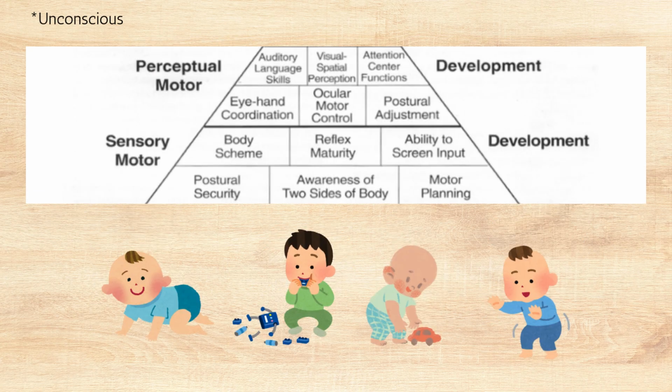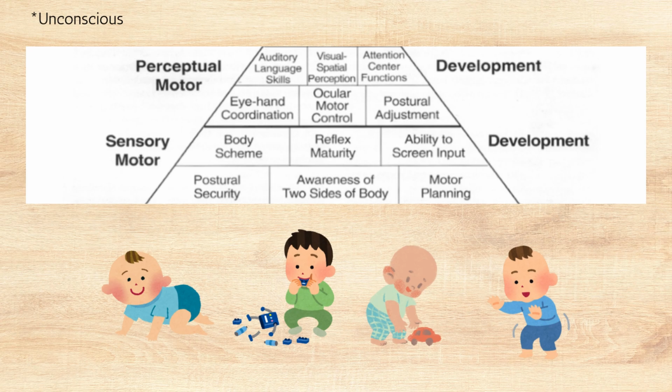Then we go into sensory motor and perceptual motor development. This is where we start to develop a body scheme, postural security, motor planning, as well as being able to adjust our posture, focus our attention, and develop eye hand coordination. This baby crawling here is learning about his body scheme, planning his motor output, and learning about both sides of his body. The video I will show next makes me laugh, but also highlights just how much goes into crawling.